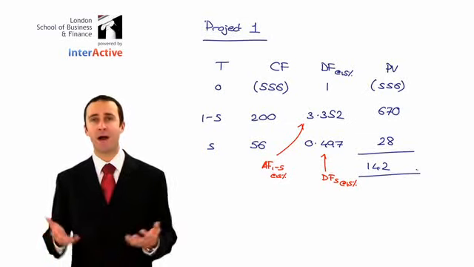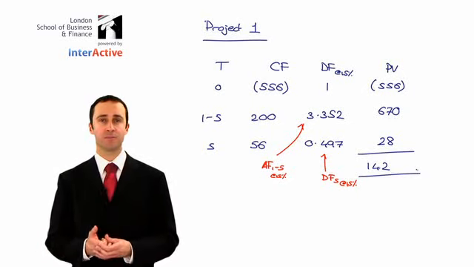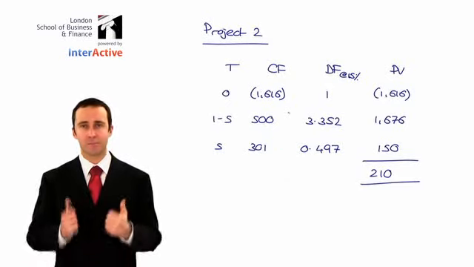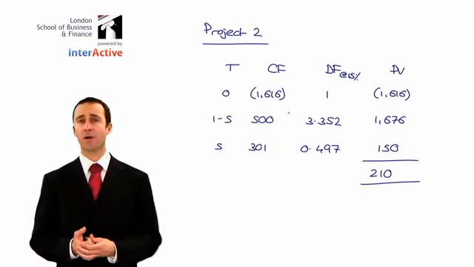Again, same as before, have a go and see if you can work the NPV for Project 2. So, did you get £210,000? Brilliant. If not, don't worry. Let's just see where you may have gone wrong.